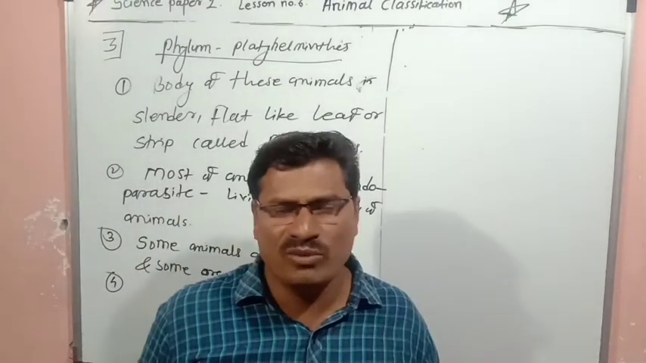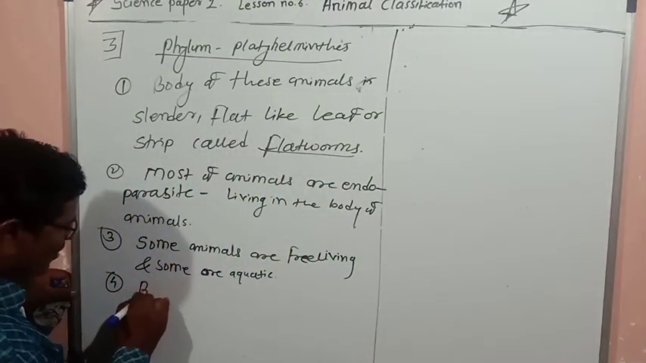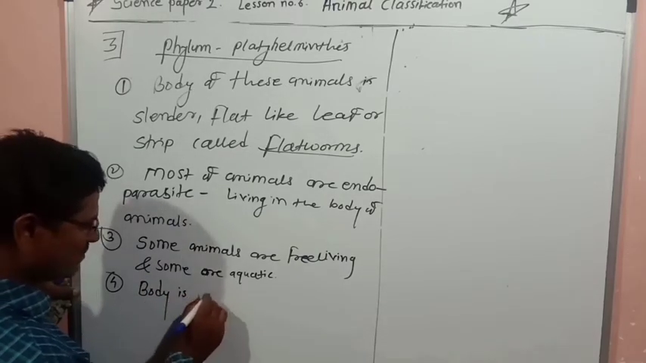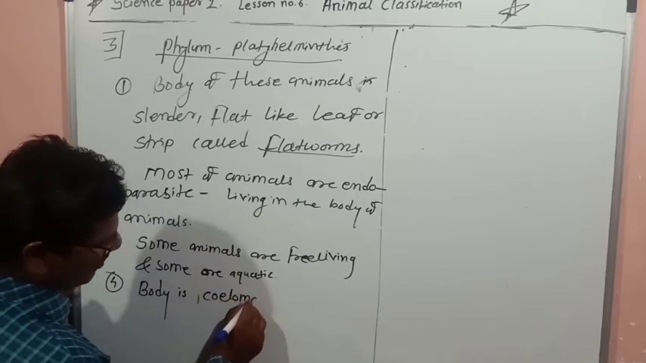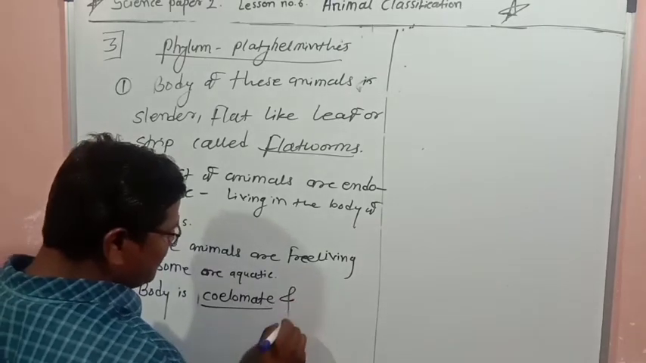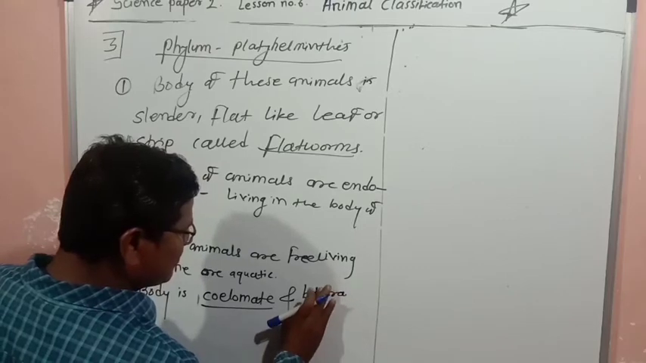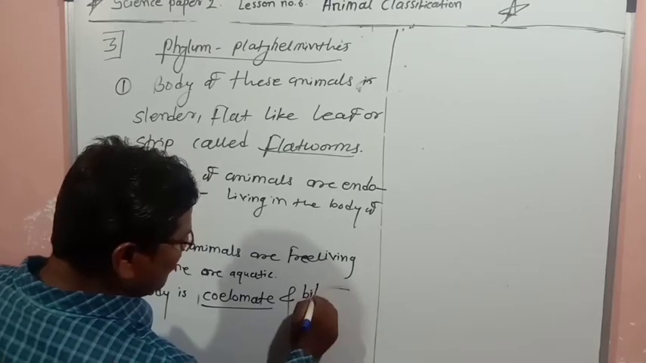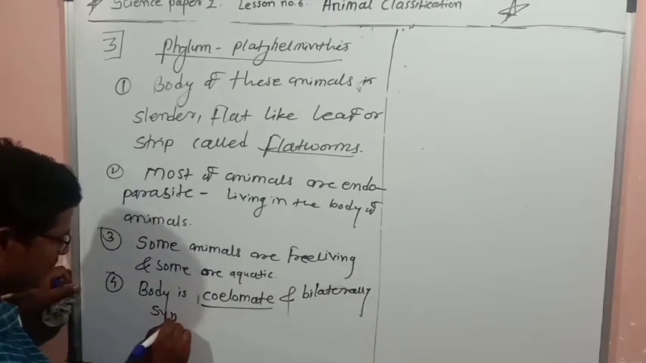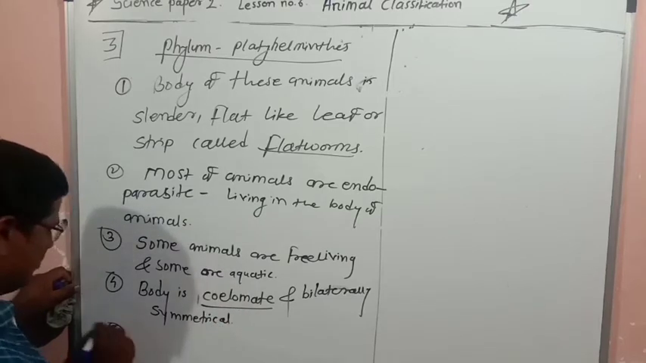The next point is their body is coelomate and bilaterally symmetrical. Coelomate means having a body cavity. Body is coelomate and bilaterally symmetrical.